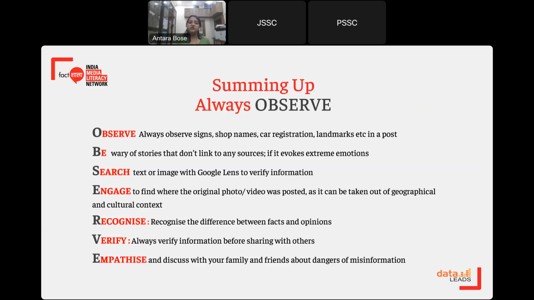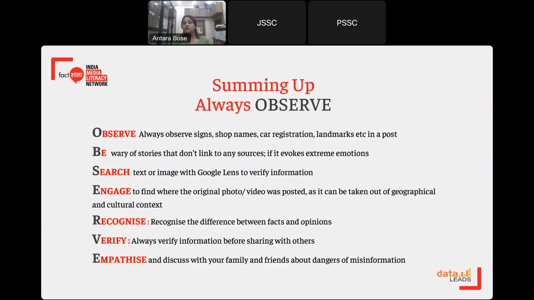Search text on image with Google Lens to verify information. Try to find where the original photo or video was posted, as it can be taken out of geographical and cultural context. Recognize the difference between facts and opinions. Verify, always verify information before sharing with others. Empathize and discuss with your family and friends about the dangers of misinformation.